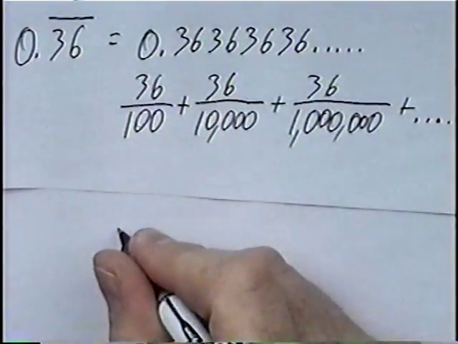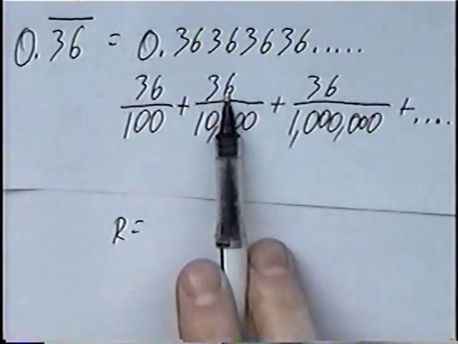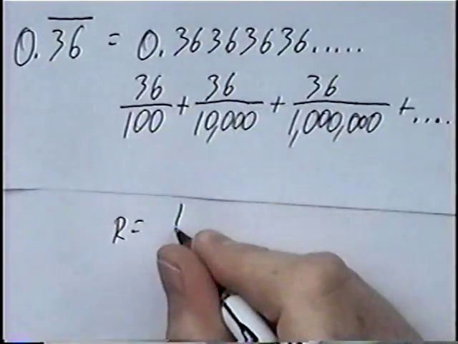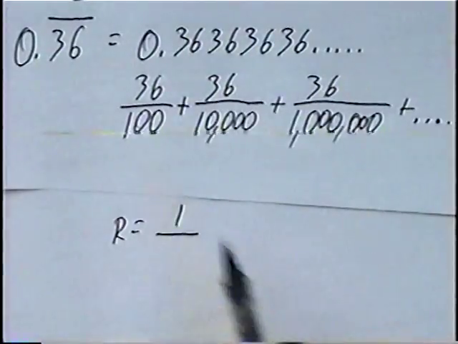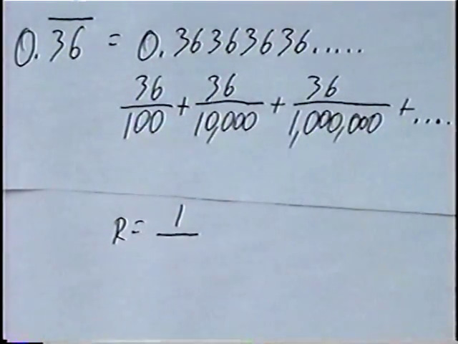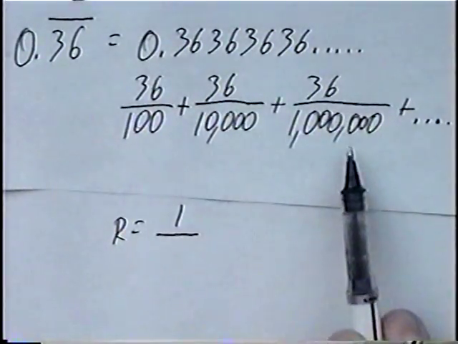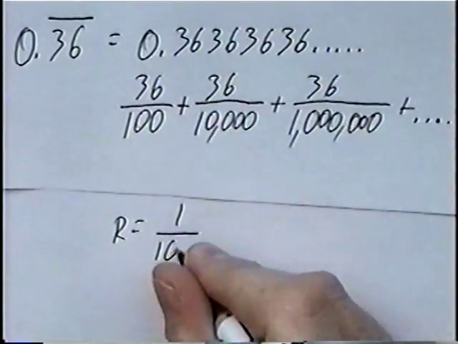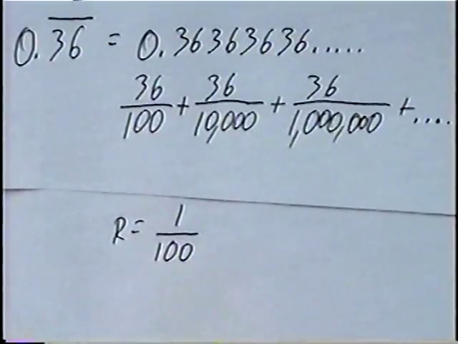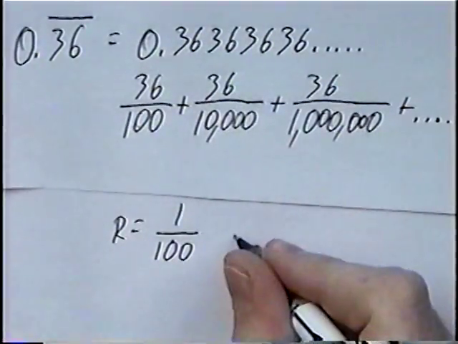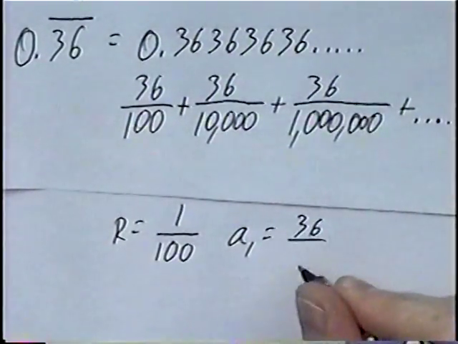Again, for the equation for the sum, we'll need the rate. Looking at the fractions, the 36 will stay the same for each fraction, so that means we're multiplying the numerator by 1. The denominator goes from 100 to 10,000 to 1 million. If you look at the zeros that are added on, we're adding on 2 zeros each time. If we're adding on 2 zeros, that means we're multiplying by 100. So the rate for the sequence is 1 over 100. And A1, again the first term, the first fraction, is 36 over 100.